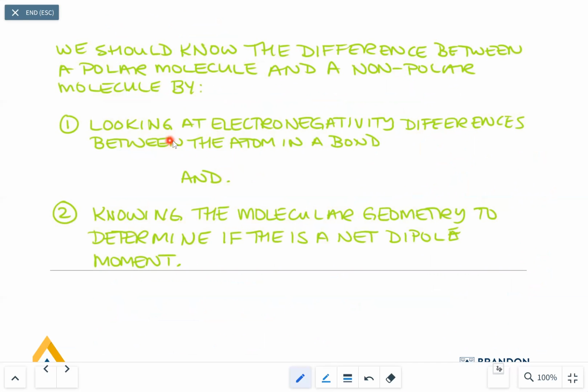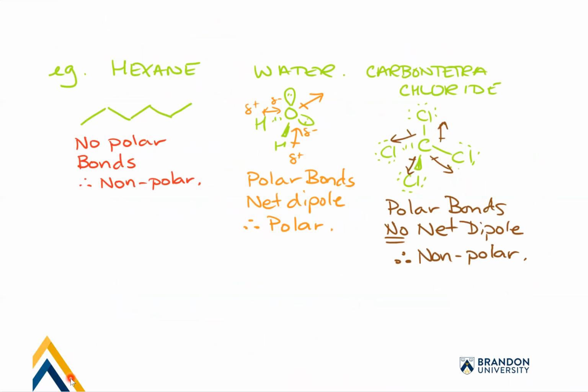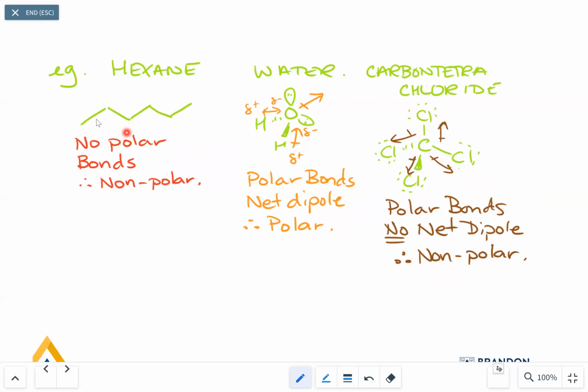For that, we basically need to know the electronegativity of the atoms in a bond, and we also need to know the molecular geometry to see if there's a net dipole. So this was all stuff that we worked on earlier this term. Something like hexane, which is all carbons and hydrogens, is basically completely nonpolar, right? Because there are no polarized bonds; carbon and hydrogen have essentially the same electronegativity. So this would be a nonpolar solvent.